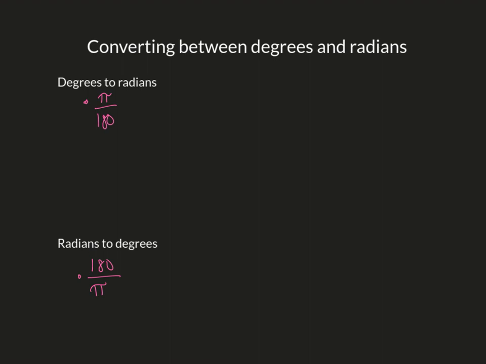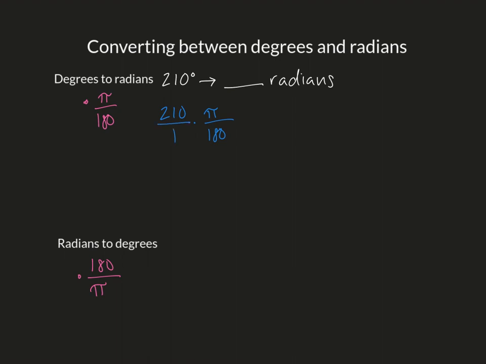For the first one, we are going to be converting from degrees to radians. We are going to take 210 degrees, and we want to turn that into however many radians that is. To do this, we need to take 210 degrees and multiply it by pi over 180. Because pi over 180 is a fraction, I'm going to put the 210 over 1 just to hold our place.